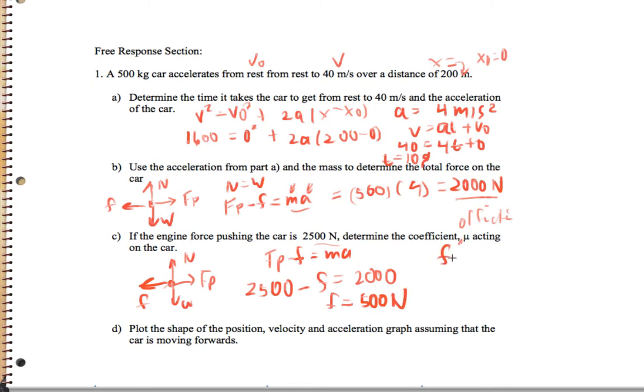Now, I want to get the coefficient, so that friction is mu times normal force. Well, we know normal equals the weight, and since the mass is 500, that means the weight is 5,000 newtons. So I'm going to get 500 equals mu times 5,000, and I'm getting a mu equal to 0.1.